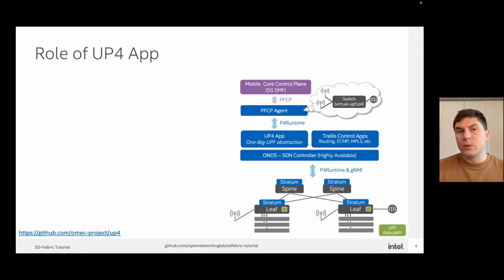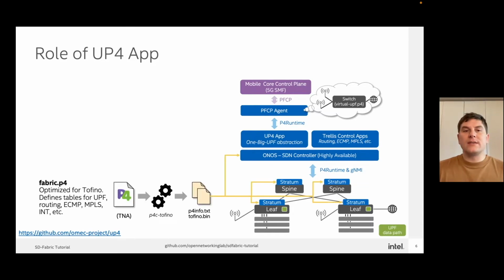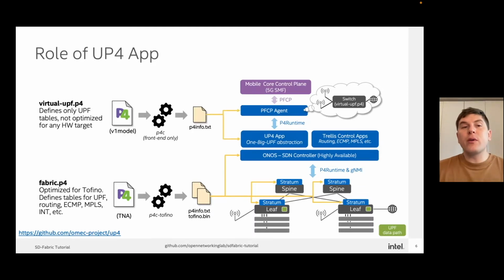So what is exactly the role of the UP4 application? To explain that, it's important to highlight that in this architecture, we have two P4 programs. The first one is fabric.p4, which is what we compile and run on the switches. This P4 program is optimized for Tofino and defines tables for a number of functions, from routing to UPF functions. The second P4 program is virtual UPF.p4. This program defines only UPF tables, and it's not optimized for any hardware target. But most importantly, this P4 program doesn't run on any switch.